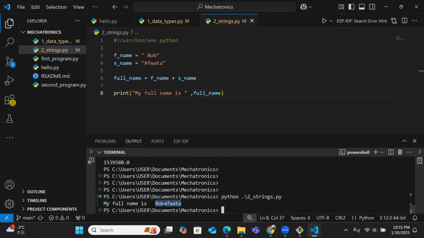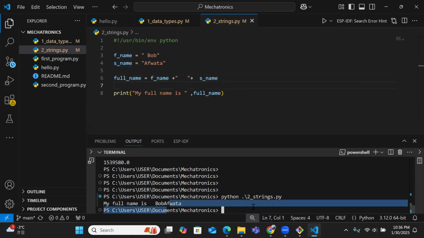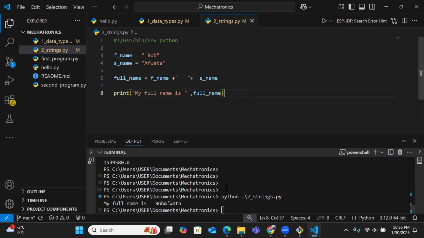But you see they have been brought together, like Bob Afwata without space. You can decide to cheat, or the best way normally is you say first name plus empty, put some space, then plus s name. F name, which is the first name, and then plus some space, and then plus the second name, which is Afwata. Then always you save your work, and then you run it.